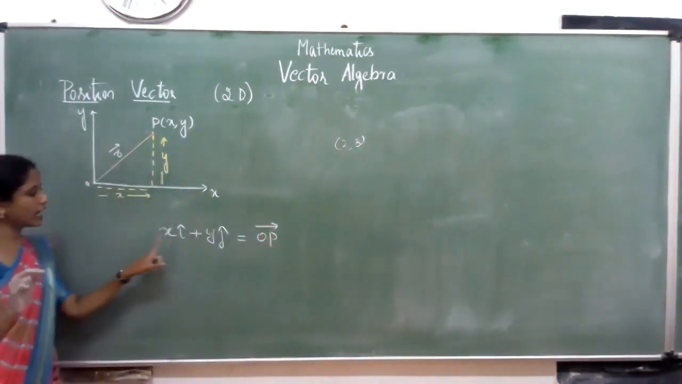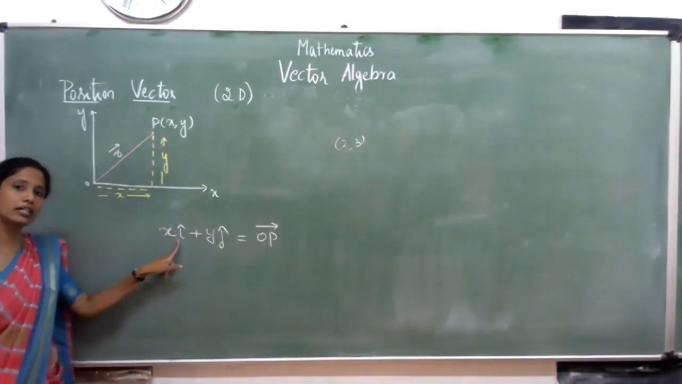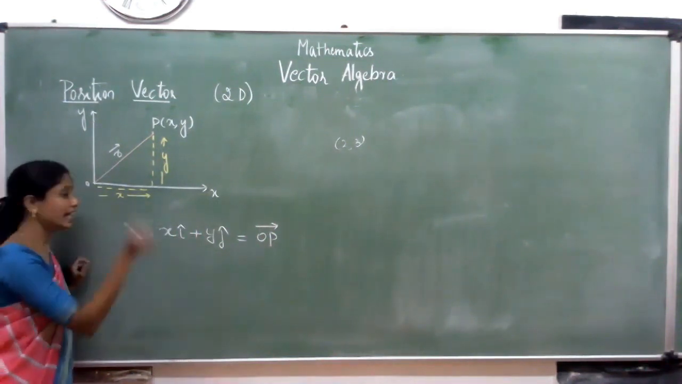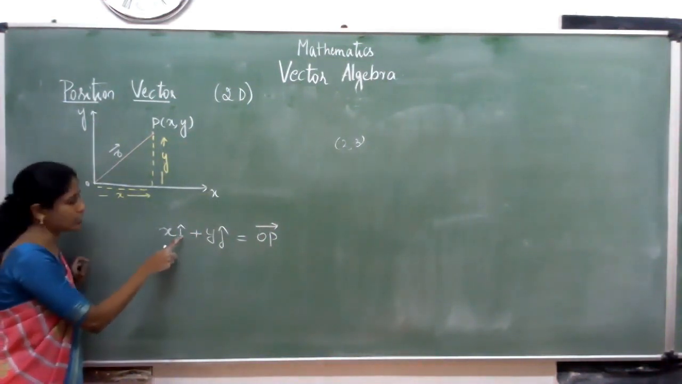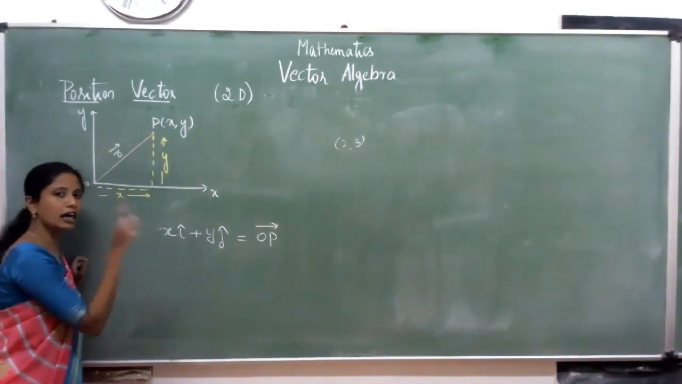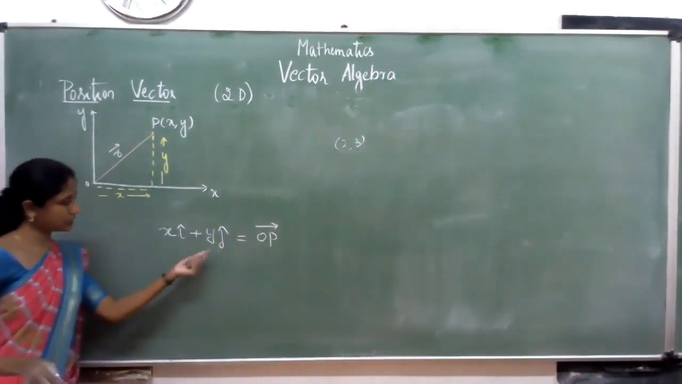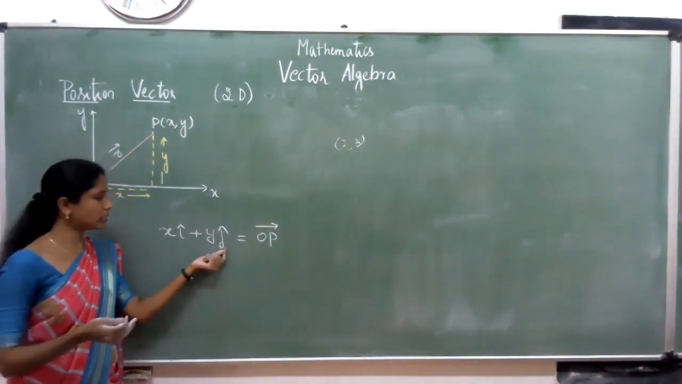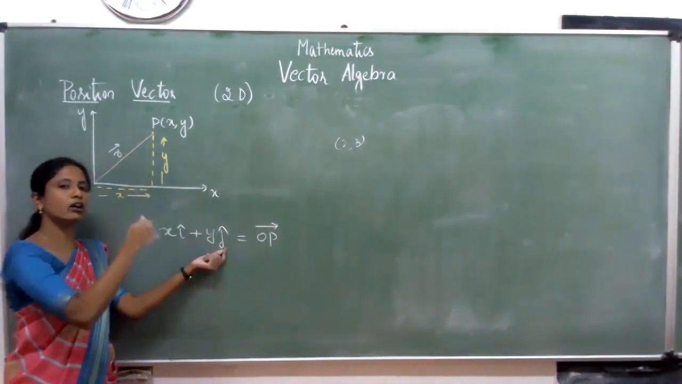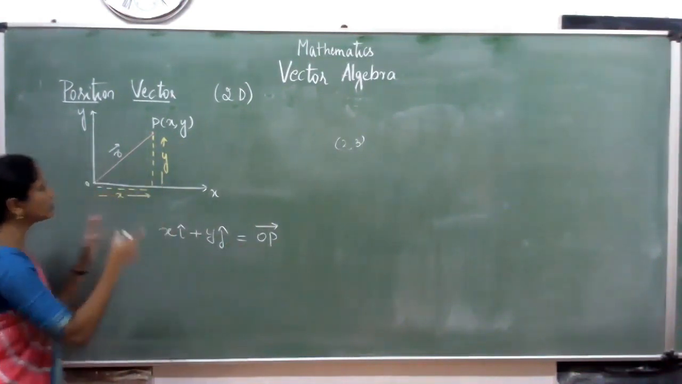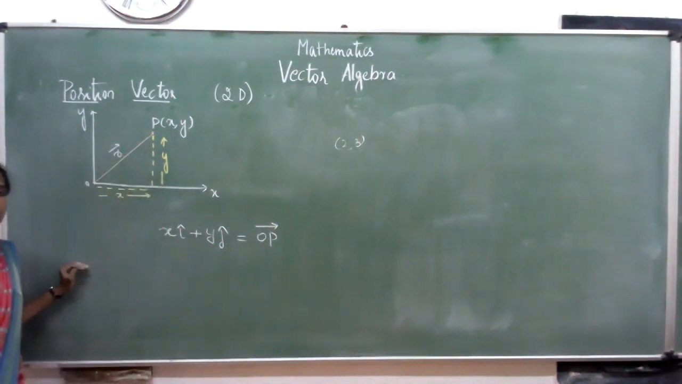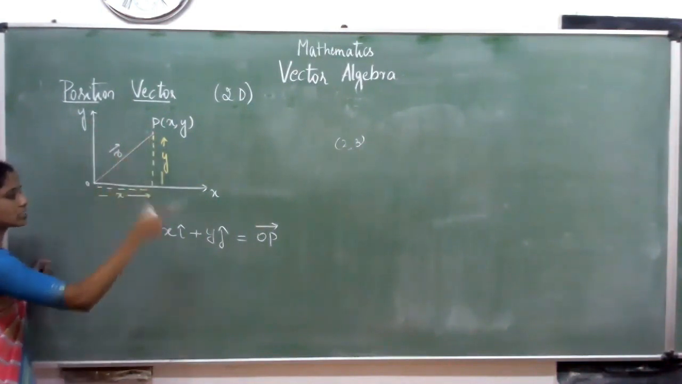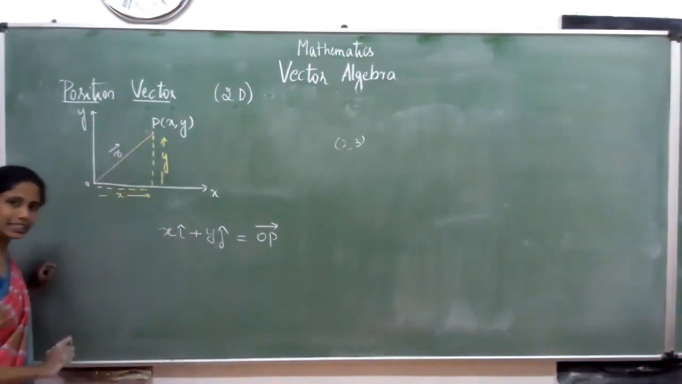I repeat again, x into I cap. See, I cap is the direction in which we are moving. X units we are moving in the direction of x-axis. That is why I cap, because I cap is the unit vector along the x-axis. Again, y units we are moving in the direction of j cap, the unit vector along the y-axis. Therefore, the total displacement. What is the displacement? Displacement is the shortest distance traveled, right? So O to P, the shortest distance traveled is x I cap plus y j cap.